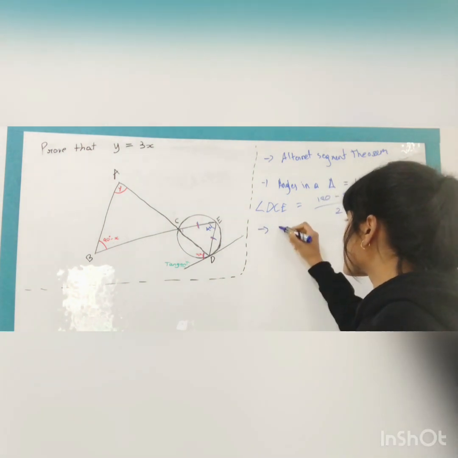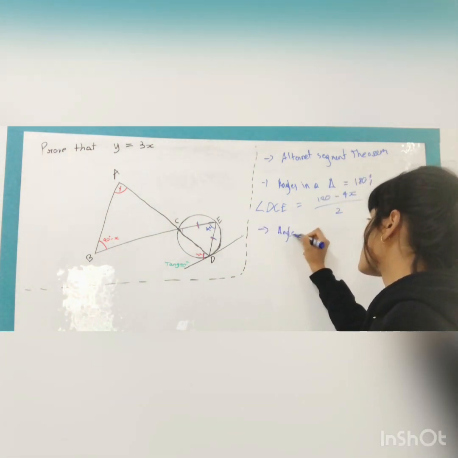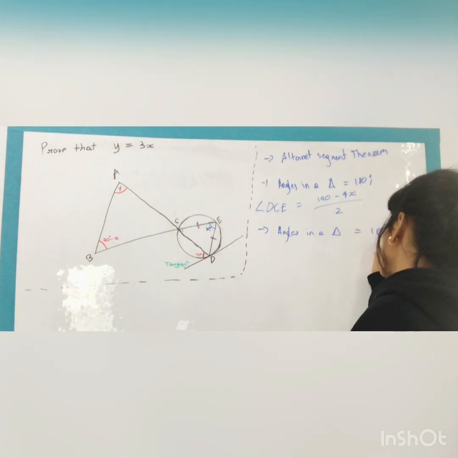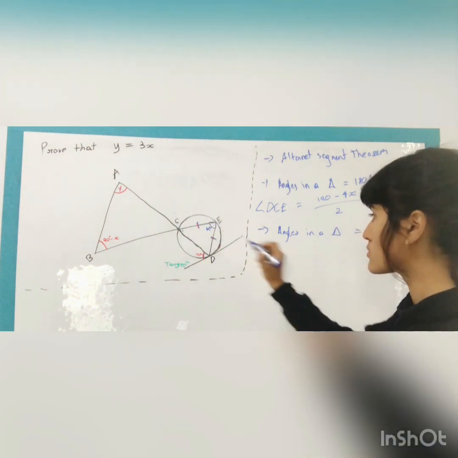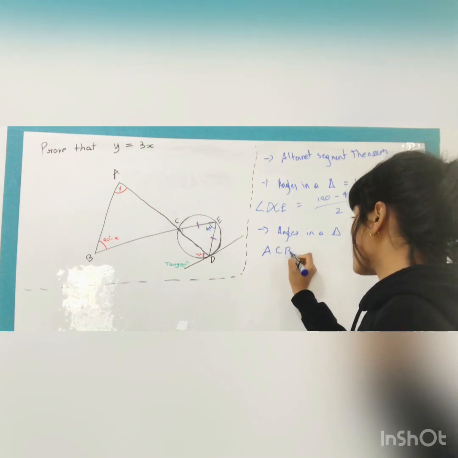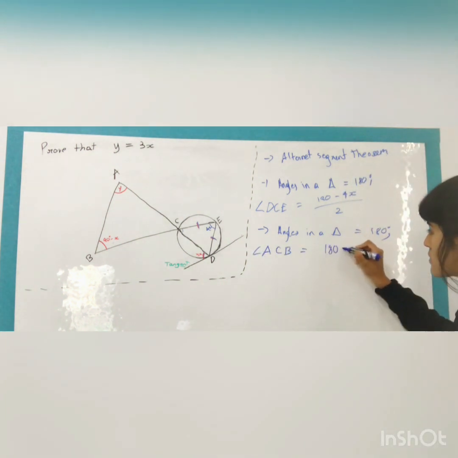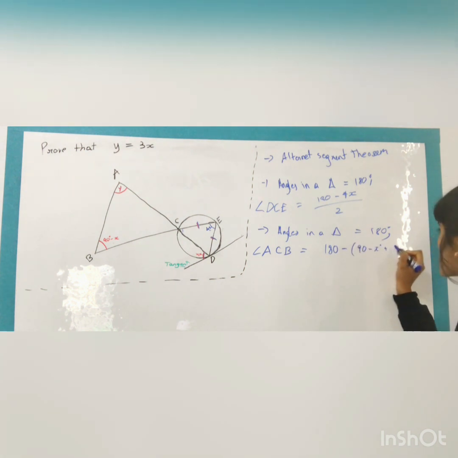So now we're going to start off with the other triangle we see, triangle ABC. So we know that angles in a triangle add up to 180. So we know that angle ACB must be 180 minus 90 minus x plus y. Right?